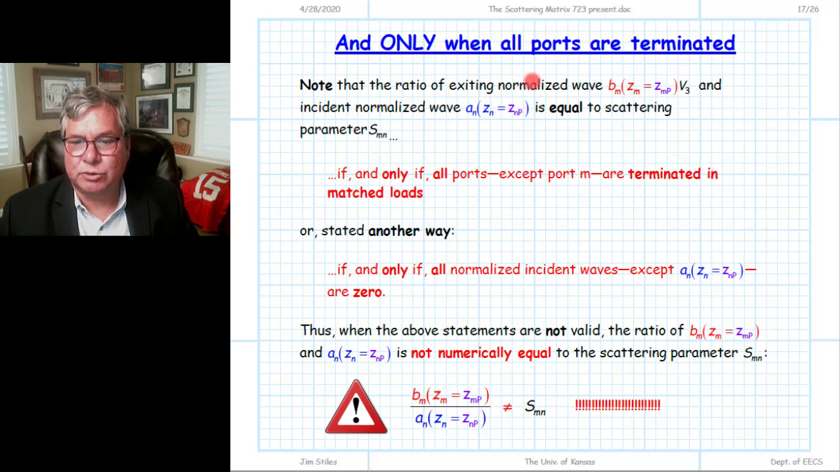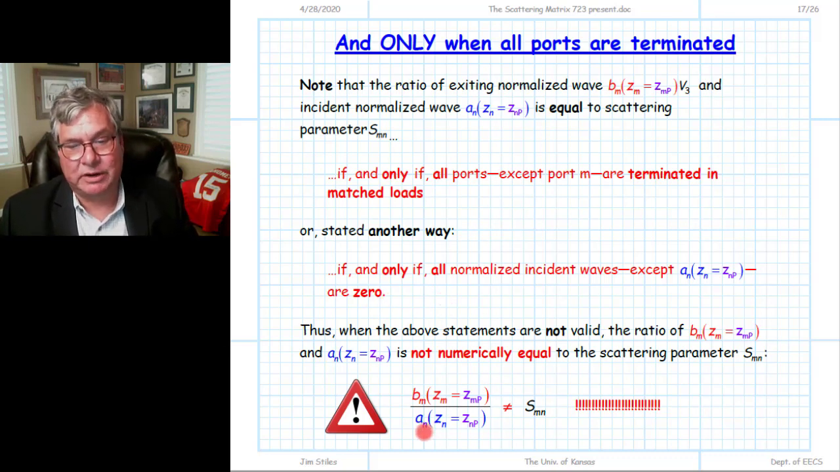So again, the definition is true if and only if all ports except port N are terminated in matched loads, or in other words, the only incident wave on any of the ports is that incident wave on port N. All the remainder of the incident waves are equal to 0. And this is very important. We can have a situation where we have multiple incident waves on a multi-port device, 2 or 3 different incident waves that are non-zero.